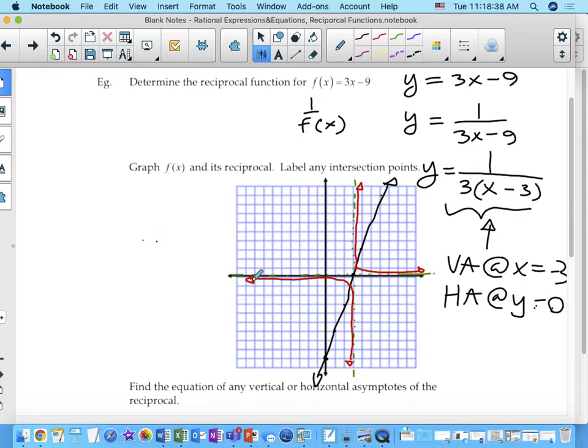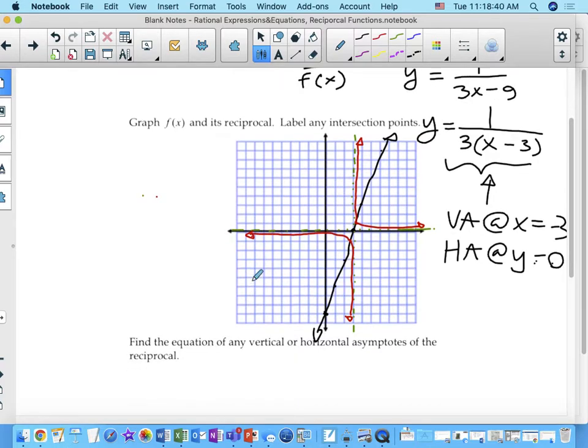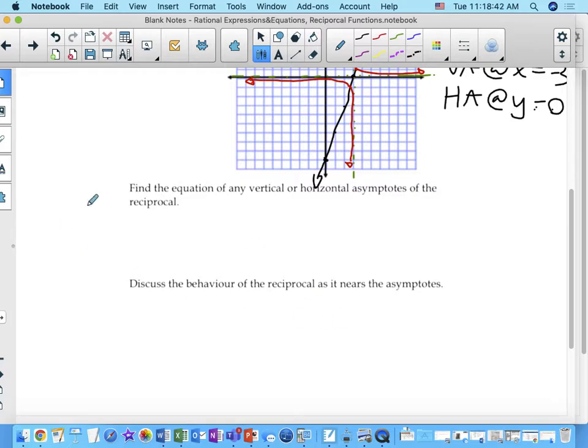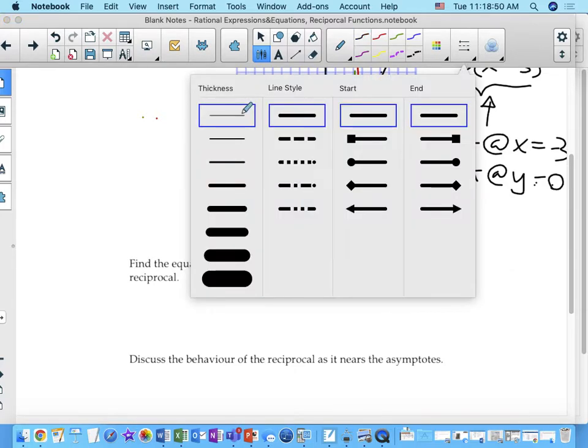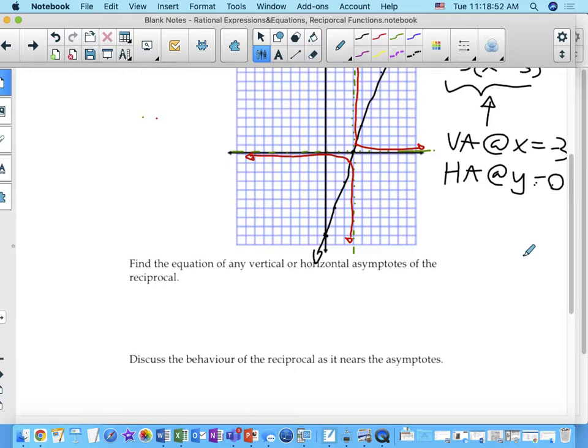All right. Now, find the equation of any vertical or horizontal asymptotes of the reciprocal. So we actually just did that. I didn't remember that was asked for, but there we go. The reason I did that is because this is part of my process. When I'm graphing, I do this anyway. I may not explicitly write it out, but I would draw it on the graph. So this can just go down here.